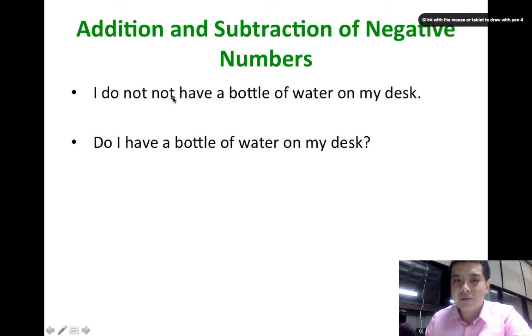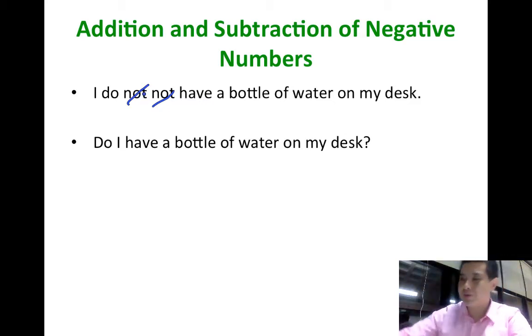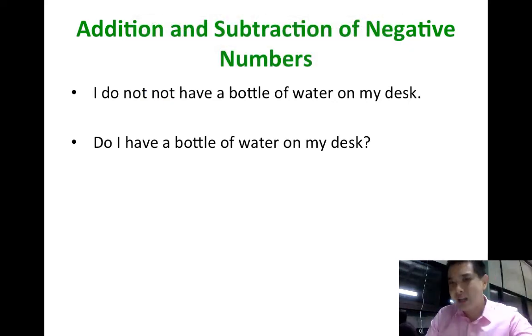This second not gets rid of or negates the first not. So actually what's going on here is I do have a water bottle on my desk, because the second not gets rid of the first not. So here's the water bottle I was drinking earlier this morning. So a second negative gets rid of the first negative.